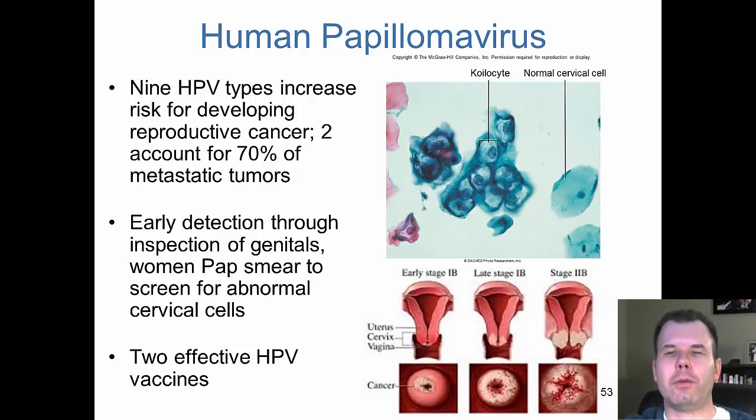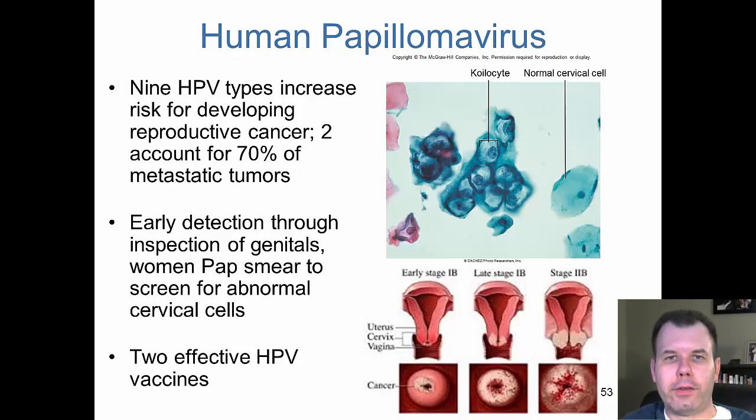Now we know that there are about 9 HPV types that do show the increase in developing reproductive cancer, and about 2 of those 9 are actually 70% causing metastatic tumors. And again, early detection by inspection of the genitals, the pap smear for abnormal cervical cells, and screening. Always recommend yearly screenings for these things. They can test for HPV if it is in your cells, and it's not uncommon for people to be infected. I think the latest data that I heard is that over 1 million people are actually infected with the HPV virus, especially in younger women who are sexually active.